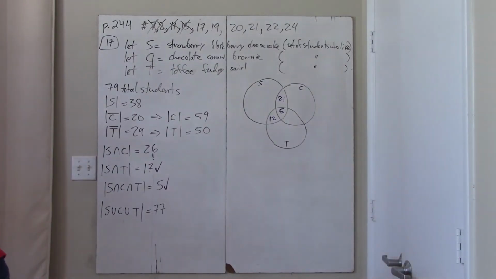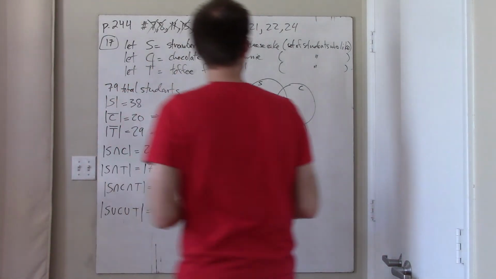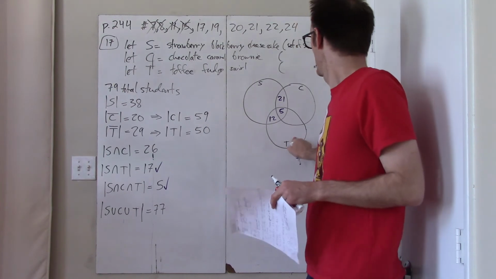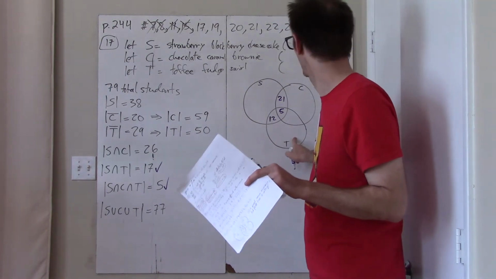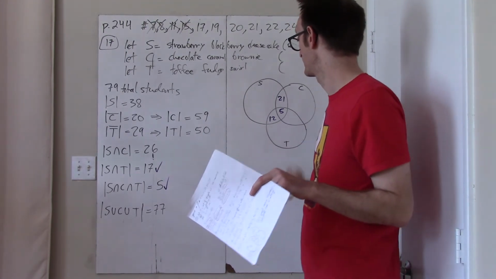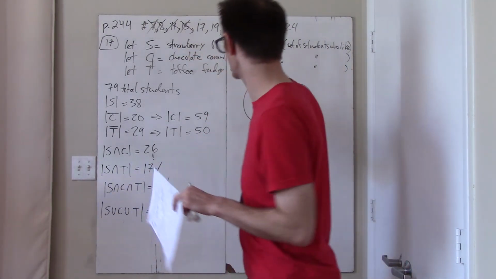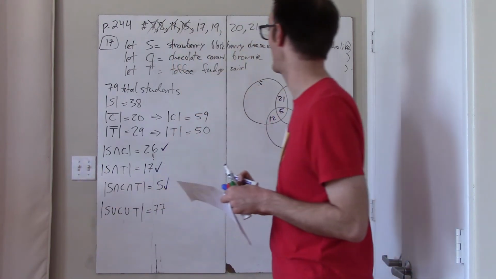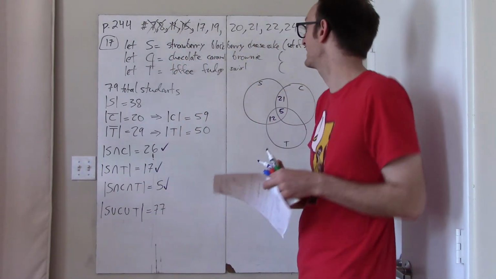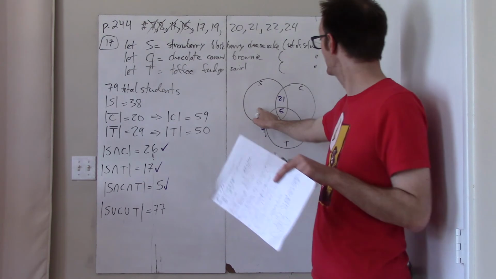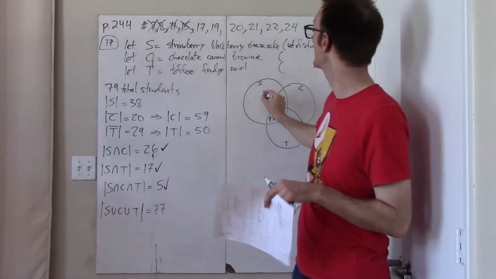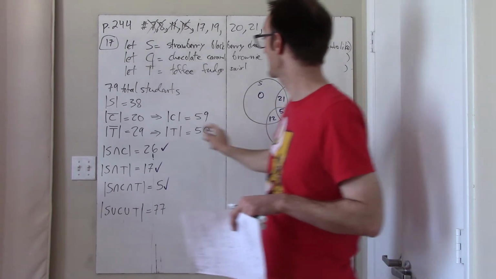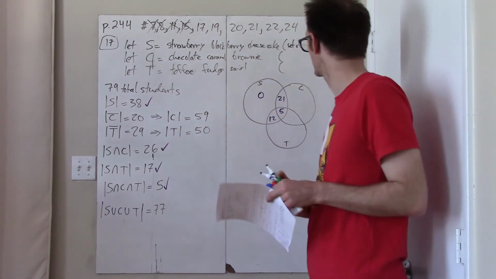Oh man. Wait, have I done this all wrong? No. And then C intersect T is, I don't have that one. So wait, what have I used? I've now used these 3 facts. And now, let's see, S is 38, so that's 17 and 21 is already 38. So that means there must be none that only like strawberry. That was kind of surprising.